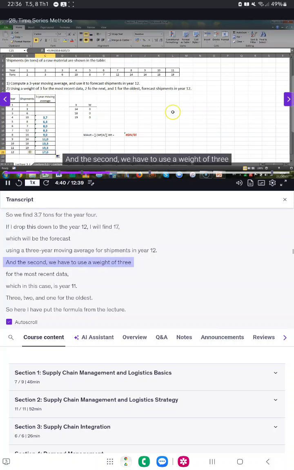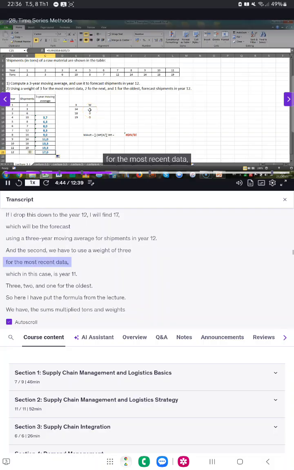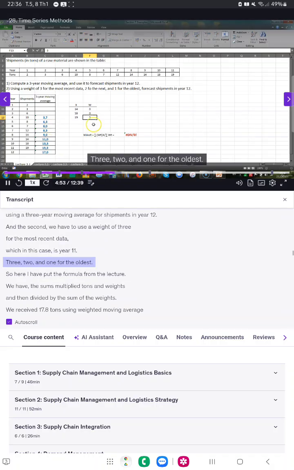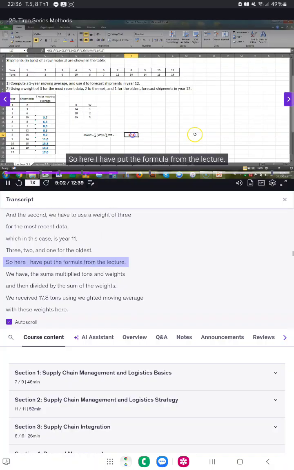And the second, we have to use a weight of 3 for the most recent data, which in this case is year 11. 3, 2, and 1 for the oldest. So here I have put the formula from the lecture.